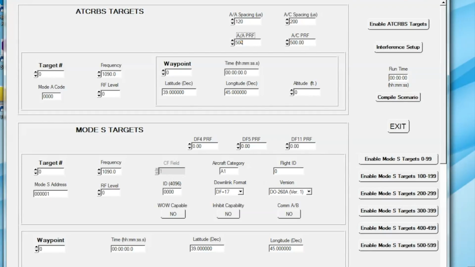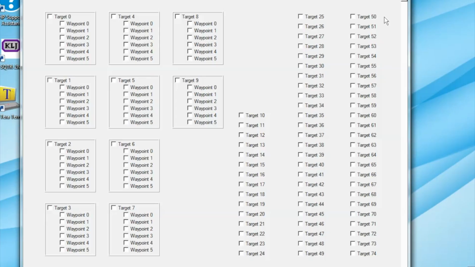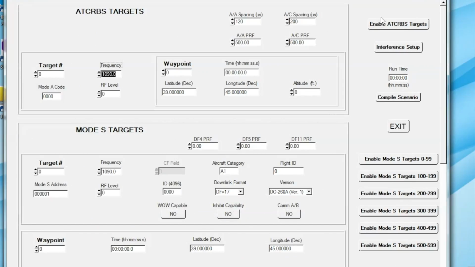I will leave the Mode A code for target 0 at 0 and the altitude at 0 feet so that the Mode A and Mode C pulse patterns will be distinguishable. I will enable target 0, waypoint 0, and then set the scenario time to 30 seconds and compile.